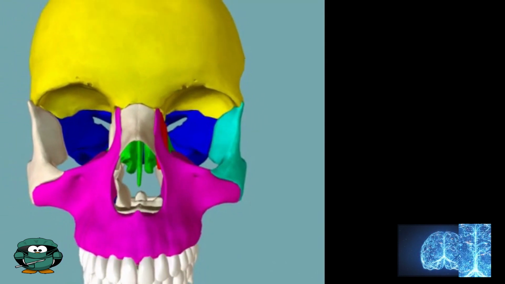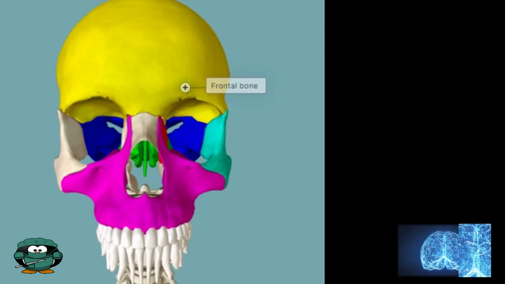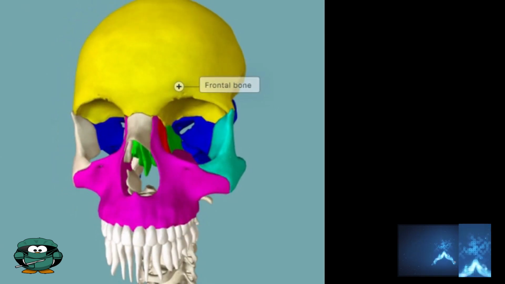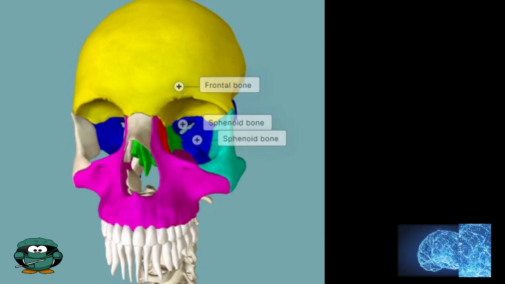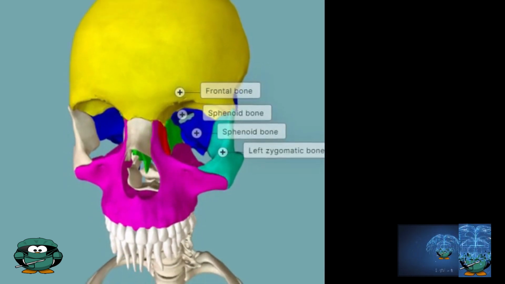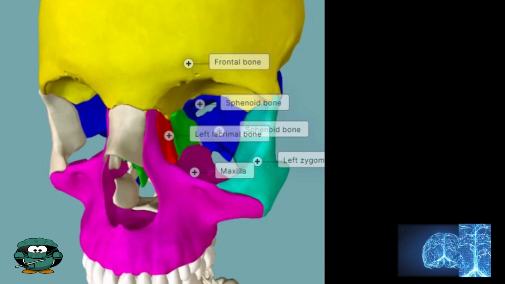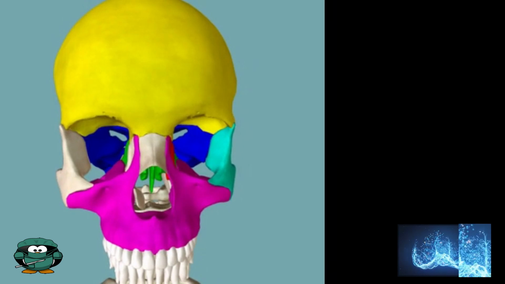So that was about the boundaries of the orbit, which we'll revise again. The roof is formed by the frontal bone. The posterior part of the roof is formed by the lesser wing of the sphenoid. The posterior part of the lateral wall is formed by the greater wing of the sphenoid. The anterior part of the lateral wall is formed by the frontal process of the zygomatic bone. The floor is formed by the zygomatic bone and the orbital plate of the maxilla. The medial wall is formed by the frontal process of the maxilla, the body of the sphenoid, the lacrimal bone, and the ethmoid bone.